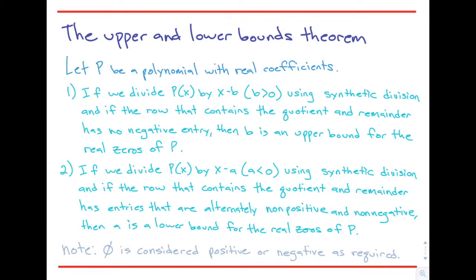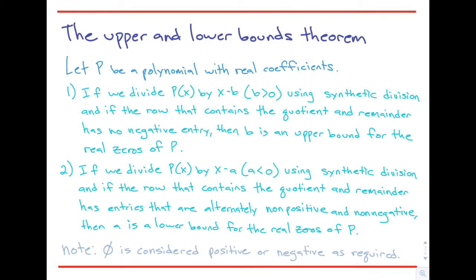And what that means is that we can't have a real root greater than 5 for this polynomial. Similarly, if we divide p of x by x minus a for a less than 0 using synthetic division, and if the row that contains the quotient and remainder has entries that are alternately non-positive and non-negative, then a is a lower bound for the real zeros of p. In this case, 0 is considered positive or negative as required. So if in the bottom row we have a positive and then a negative or 0, and then a positive and then a negative and then a positive, the number that we divided into the polynomial p is a lower bound of the real zeros for p.